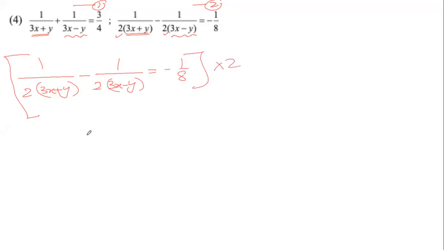Now you know what happens when 2 is there in both numerator and denominator. It will get cancelled because it will become 1. 2 divided by 2 is 1. So our first term will be 1 by 3x plus y. Second term will be 1 by 3x minus y. And the third term will be minus 1 by 4.